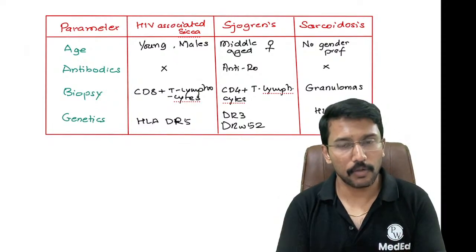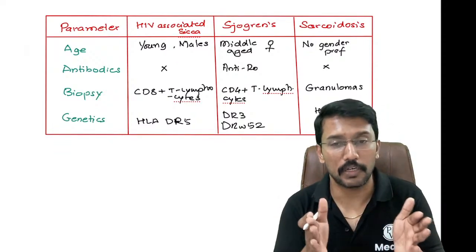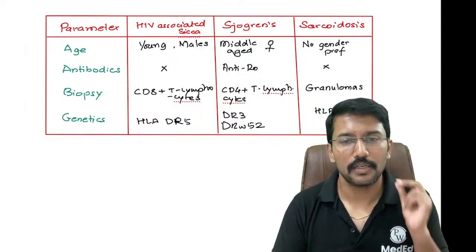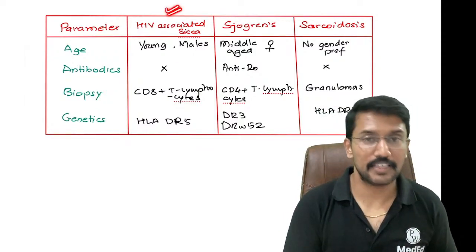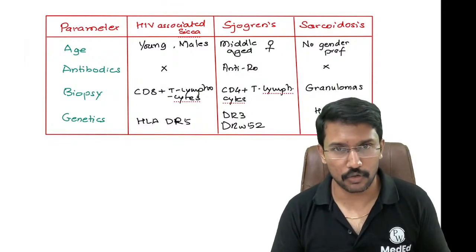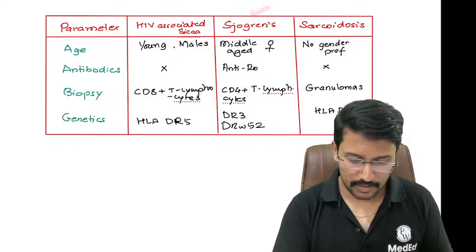So what will the next level of questions be? How do we differentiate between patients presenting with dry eyes and dry mouth? Right? So what is the differential diagnosis? HIV associated Sicca syndrome, Sjögren's of course, and then sarcoidosis.